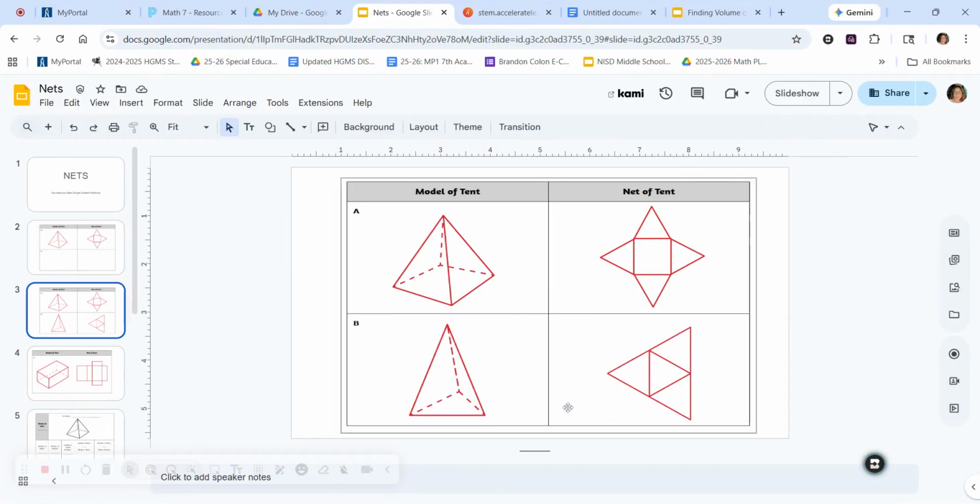Underneath that, you're going to add this one. Notice for this shape, the bottom is a triangle. So again, when I unfold this 3D figure, right there in the middle, you see that triangle.